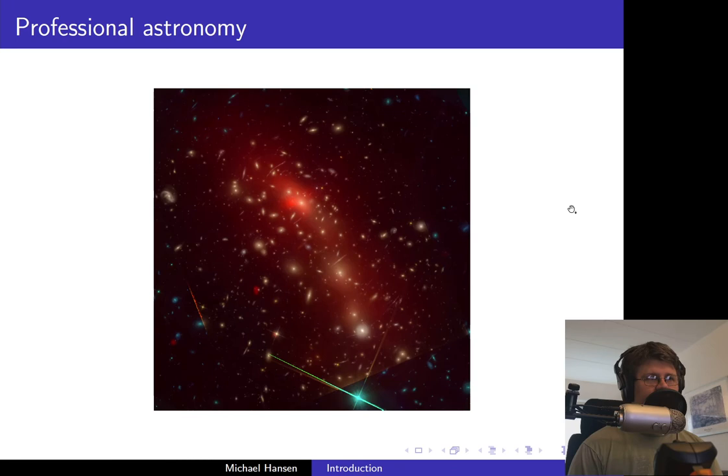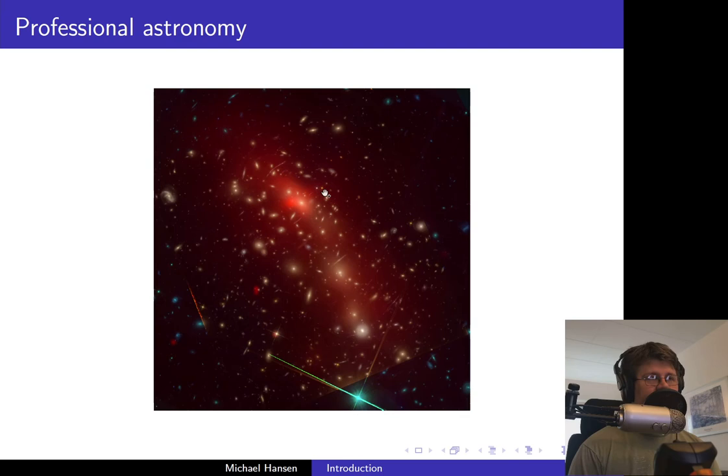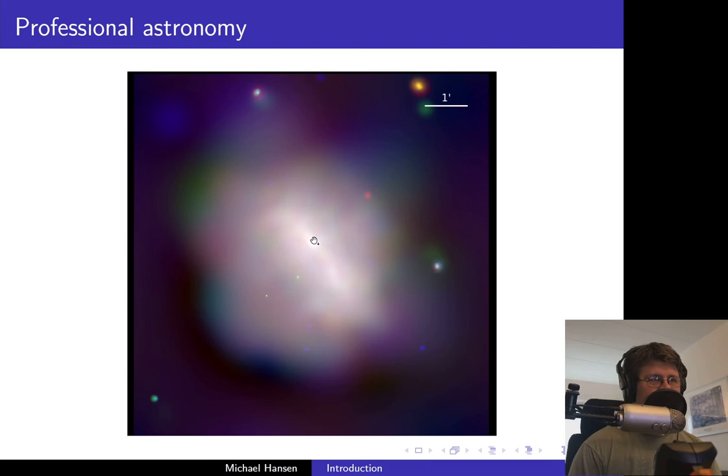So here we have the same. This is the same observation here, albeit in one energy. I'm pretty sure I chose one energy. Or maybe I combined them. I can't remember. But nevertheless, this is the same galaxy. You might notice that we have a big blob here, big source here, and a smaller, almost not visible source here.